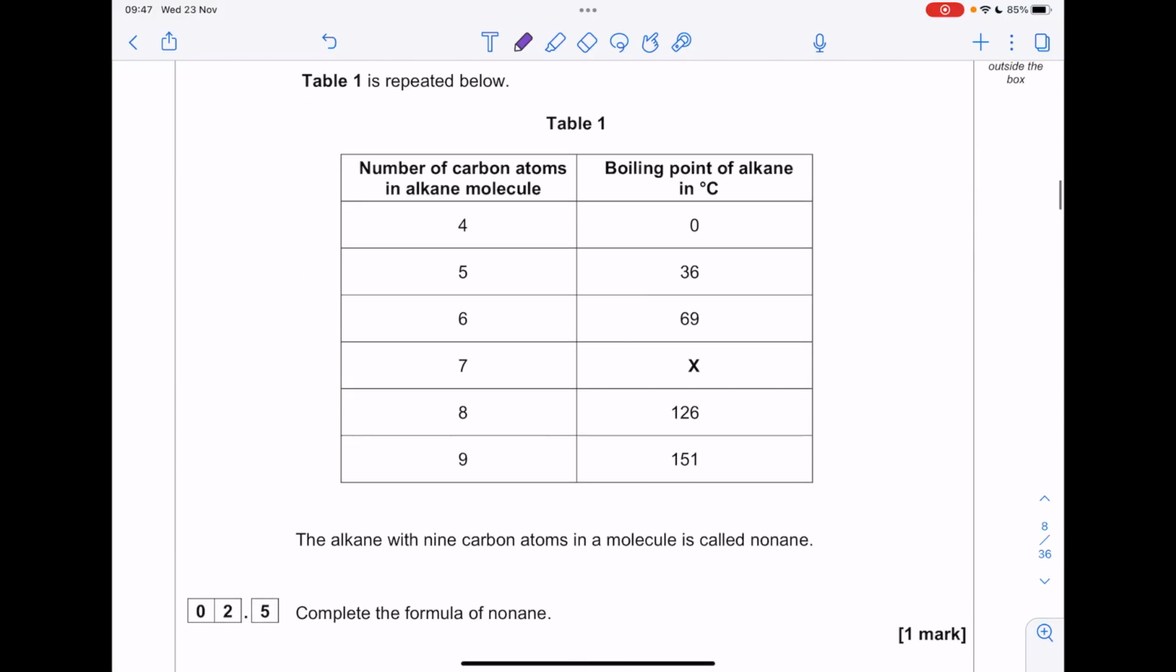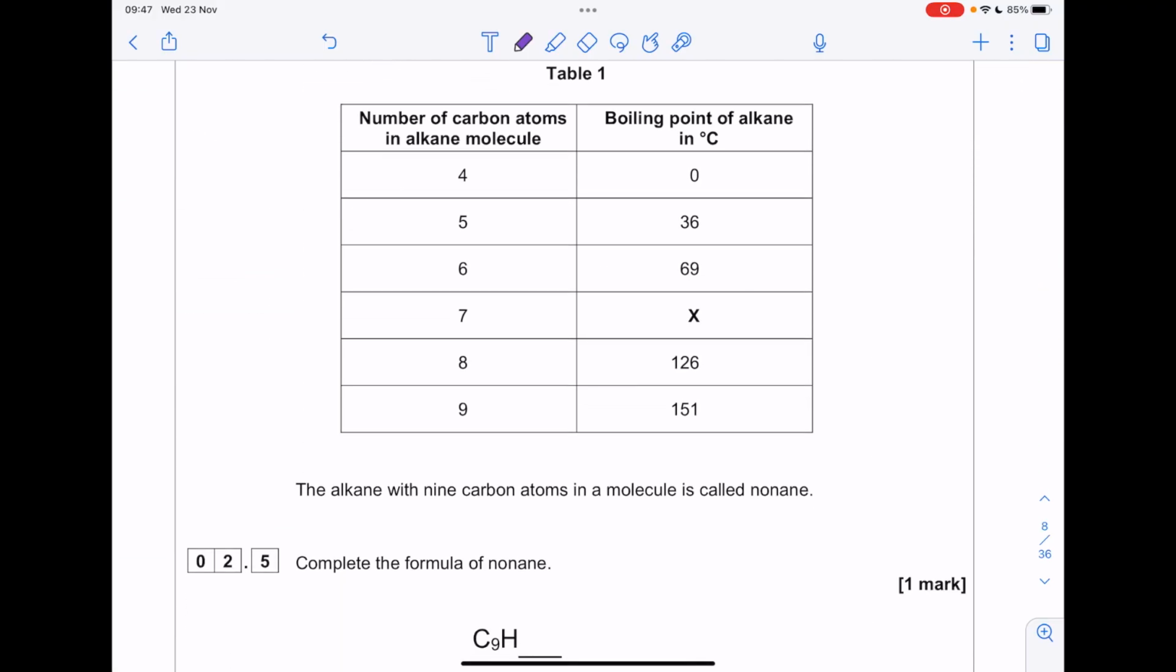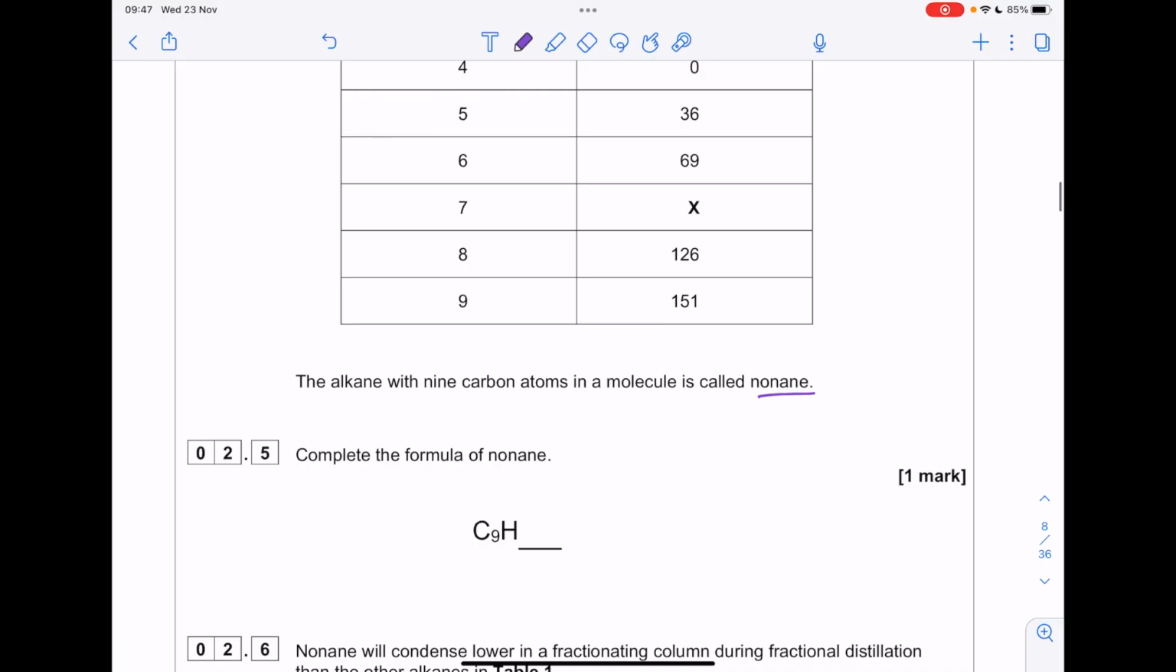Table 1 is repeated below. The alkane with 9 carbon atoms is called nonane. Complete the formula of nonane. So we use this general formula where, in this case, n is 9. What's 2 times 9? 18, plus 2 is 20.